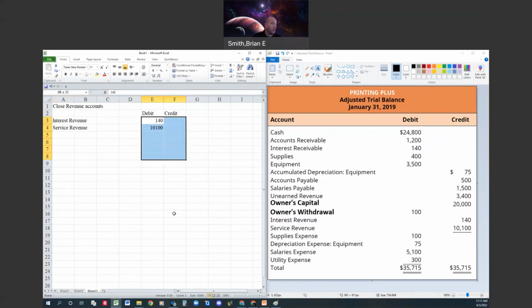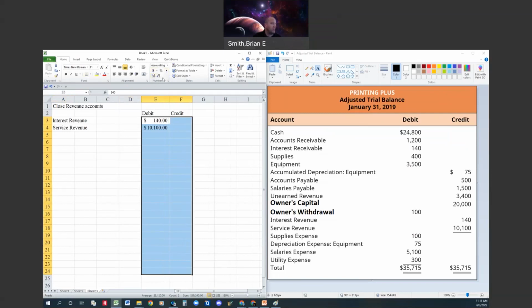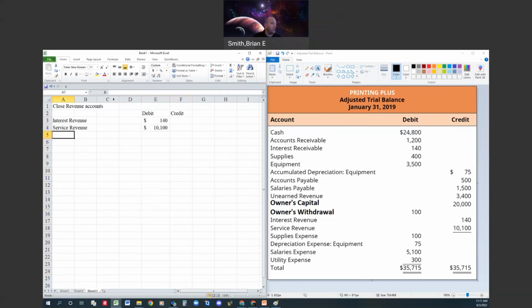All right, so now that we got that established, that is our journal entry debit side. Now we need our credit side. And remember, we always close our revenues and expenses to the income summary account. And we're going to close them so that it's the same amount as whatever we just debited. So that's the amount, $10,240 to our income summary.